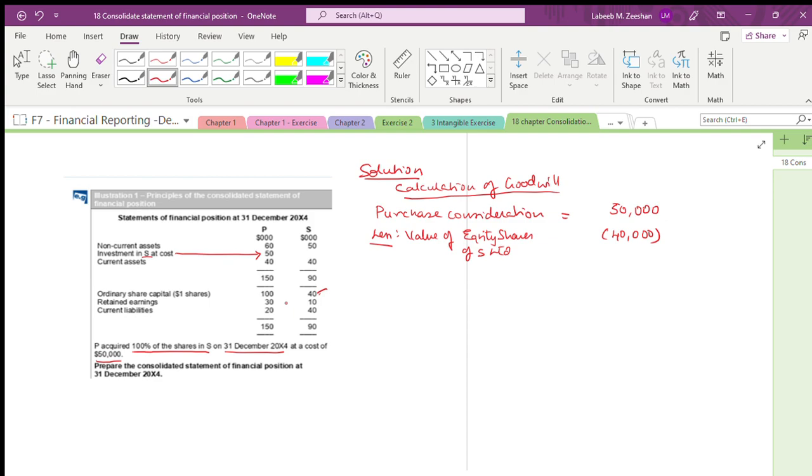100% means there are definitely some profits as well. How much? 10,000. They have the profits, and they also have control over the retained earnings from before the acquisition happened. Means these profits are there as of 2004, and then they purchased on 31st December 2004. You have retained profits.